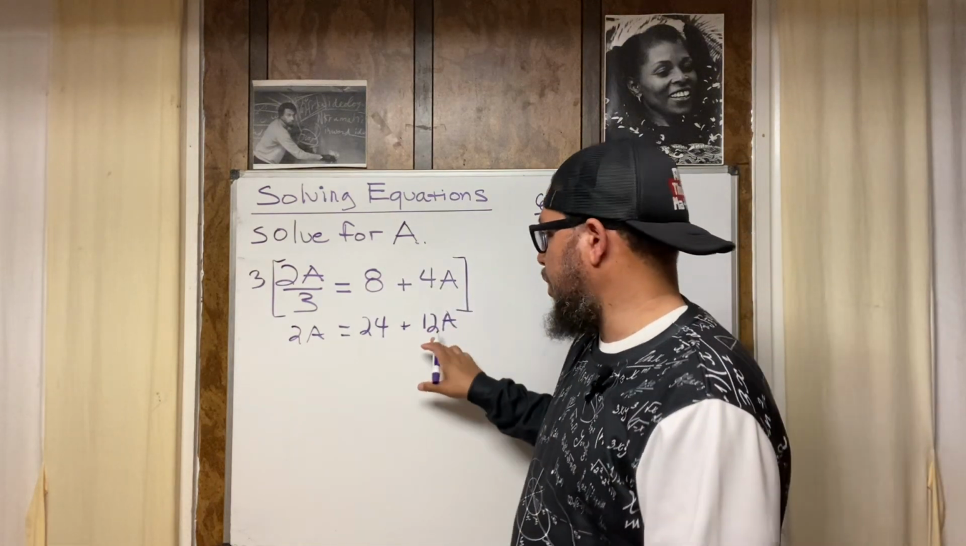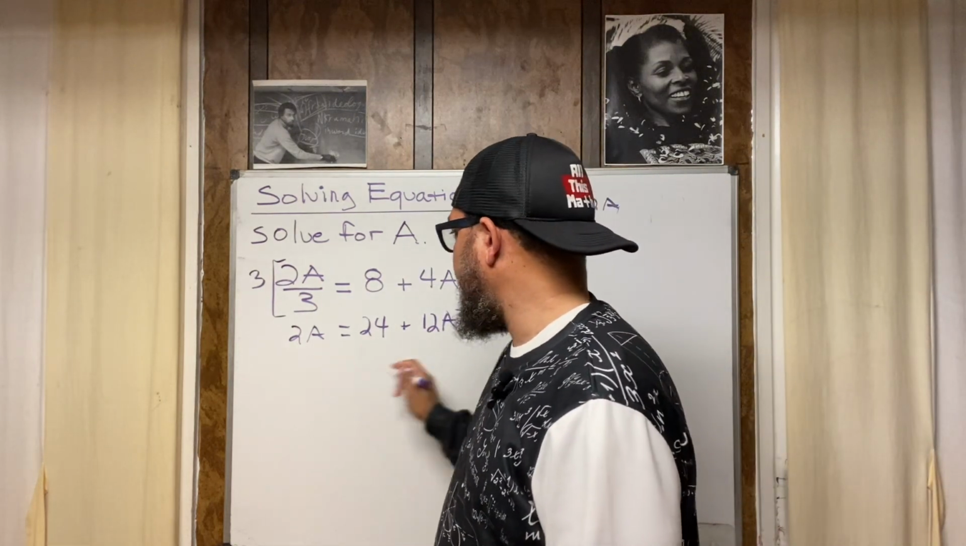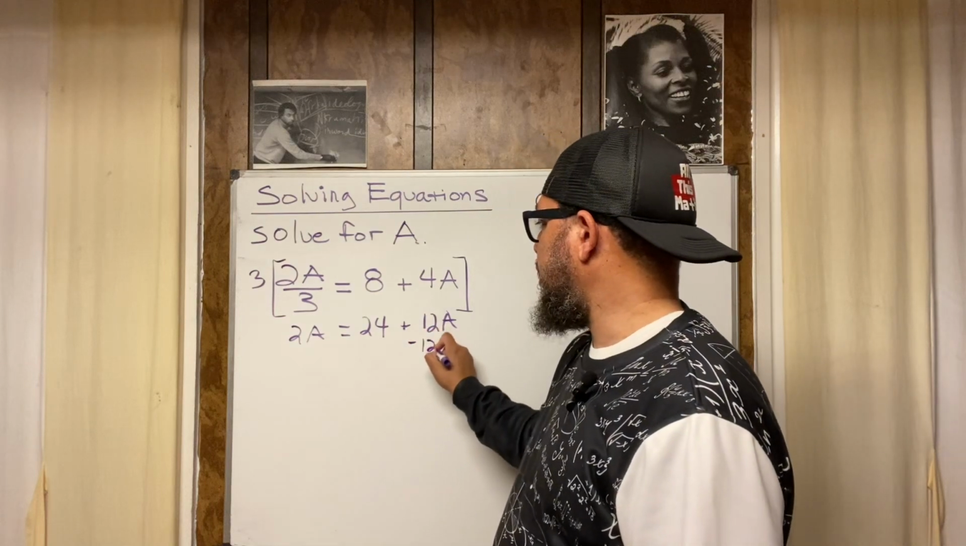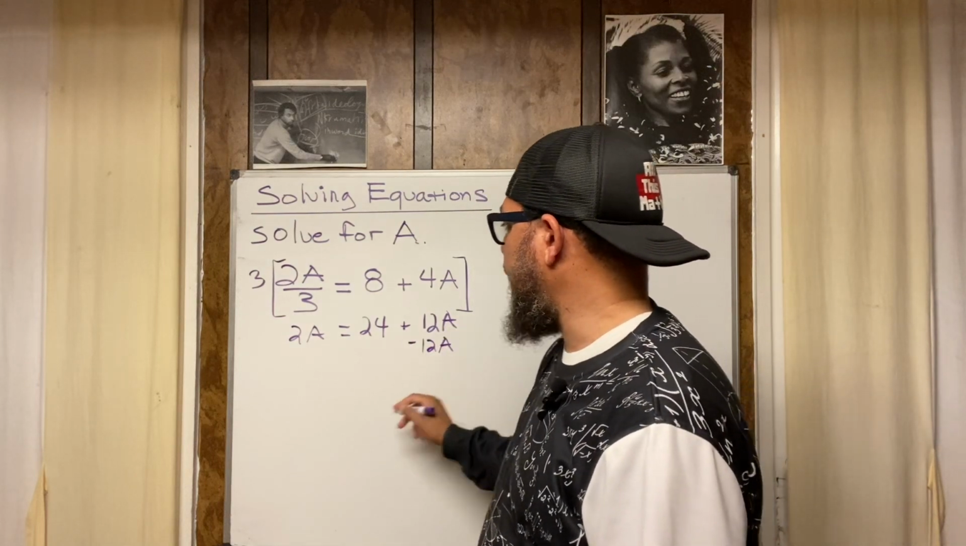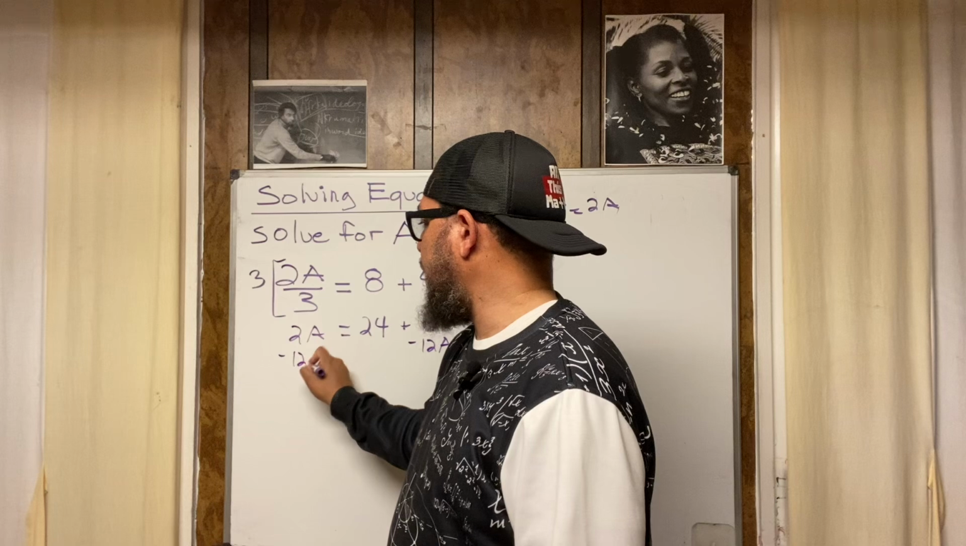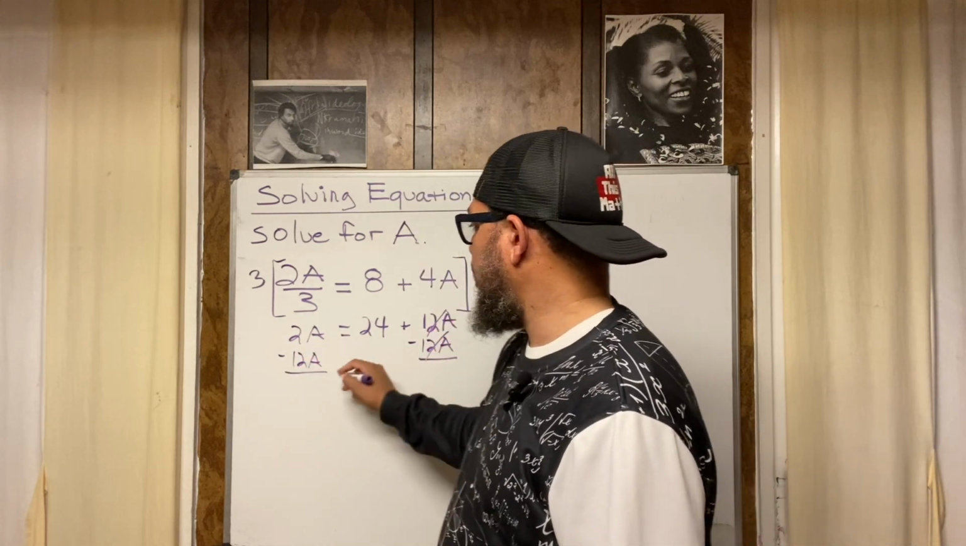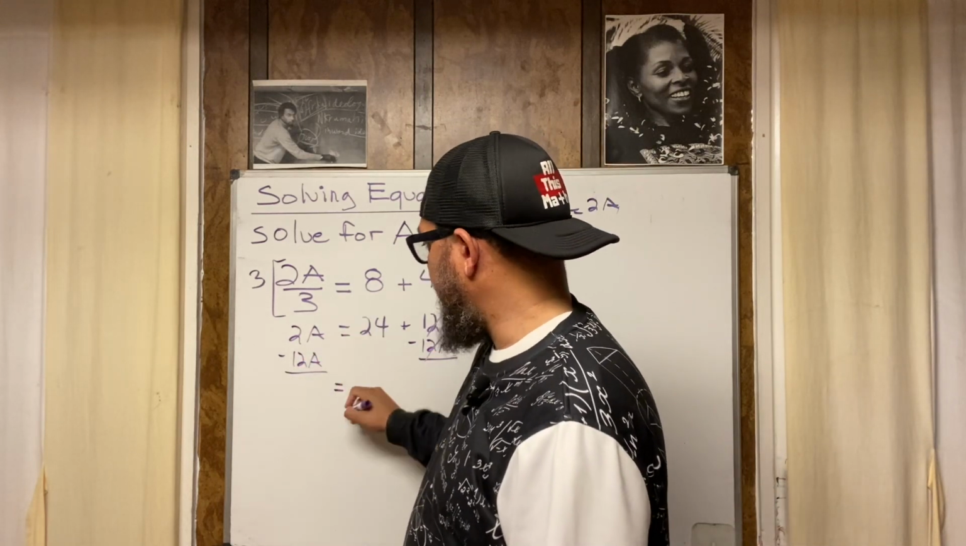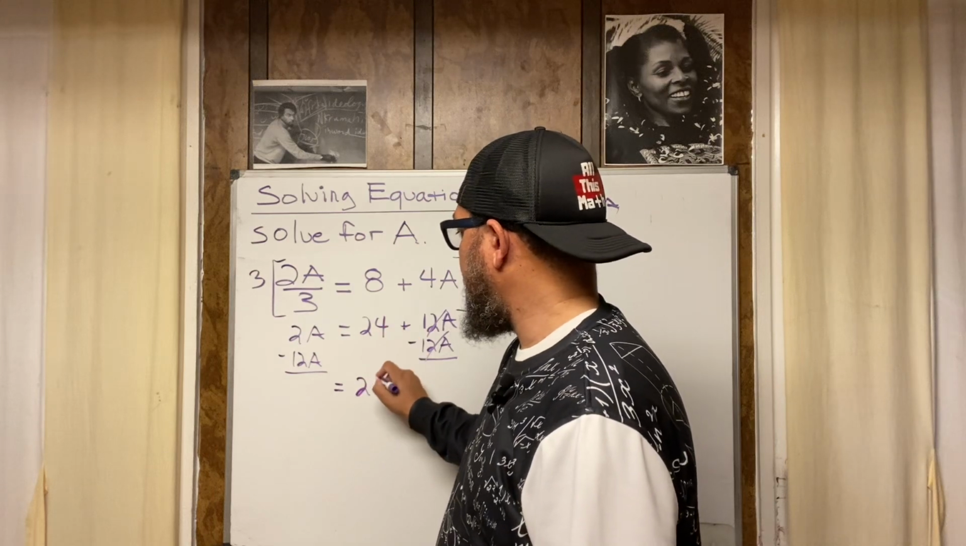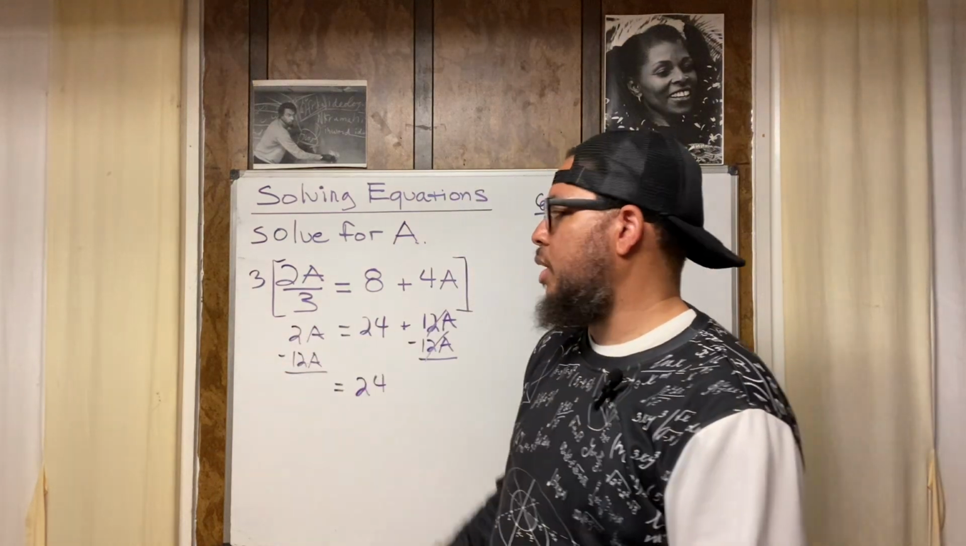So what I'm going to do is I'm going to get rid of this 12. I'm going to slide this 12a over here by doing subtraction. The opposite of adding 12a is subtracting 12a. And I'm going to keep it balanced, so I'm going to do that on the left side too. That's going to become 0. Bring the equal sign down. Bring the 24 down. And then ask yourself, what's 2 minus 12?